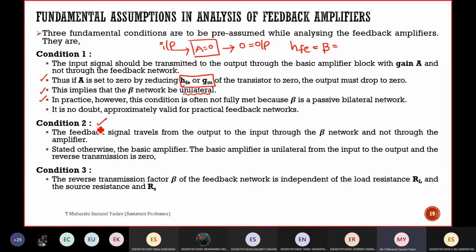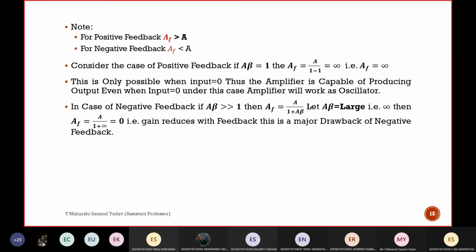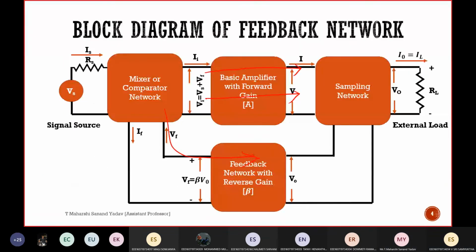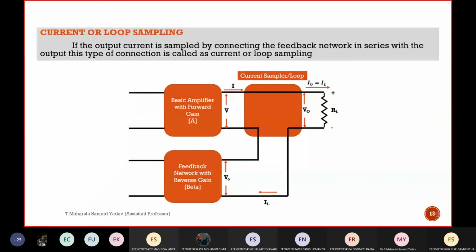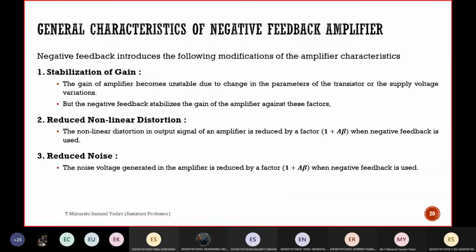Next. Condition 2. In feedback, the signal travels from the output to the input through the beta network and not through the amplifier. Explain. So what is the path for this output? Can I go like this? No, sir. I can't go. So the only path that I need to follow is from the sampling network through feedback, and from here to the mixer. This is the only path that is left for P out to go to the input. Next.